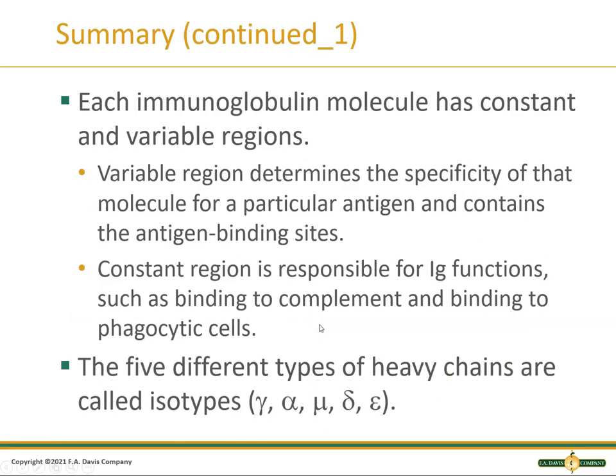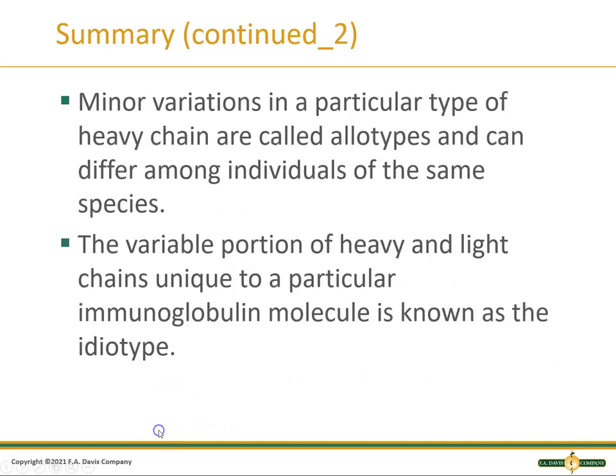So each immunoglobulin has constant and variable regions. Remember that picture. Make sure you know what that picture is so you can label it correctly. There are variable regions, which is like the top of the Y, and then there's constant regions. The variable region is where we bind to the antigen. The constant region, which is the heavier part at the bottom, is responsible for its functions. I mean, is it going to bind complement? Is it going to attract phagocytic cells? And what's it going to do? Okay? And then the 5 different types of heavy chains, what we just talked about, are the isotypes.